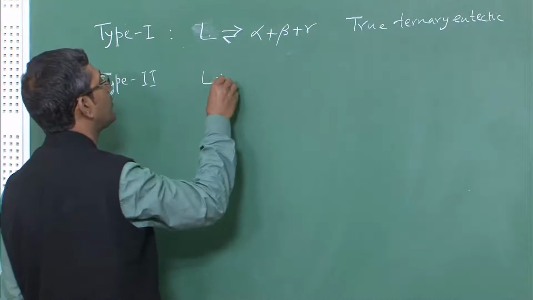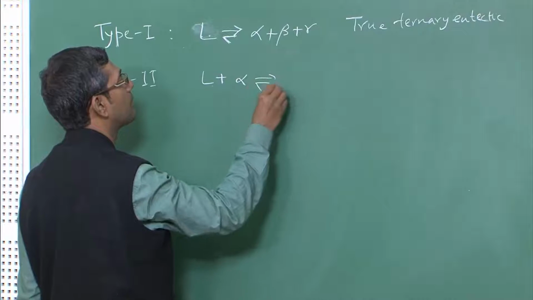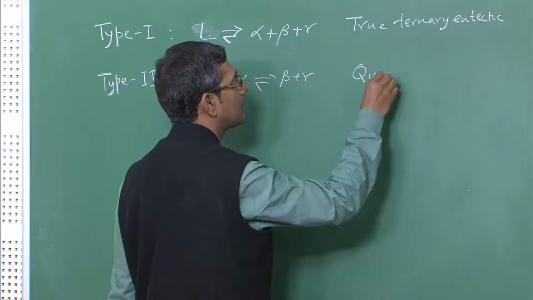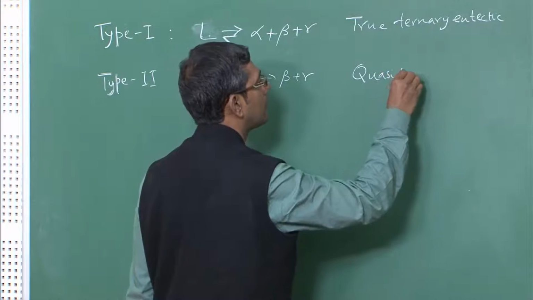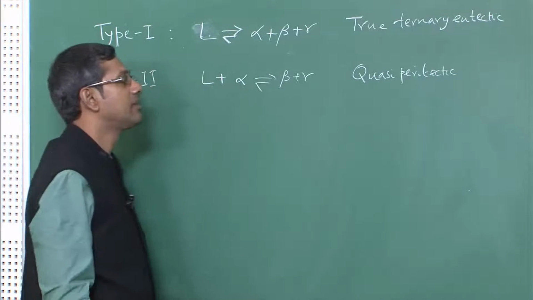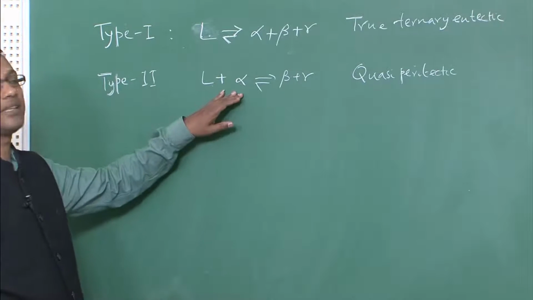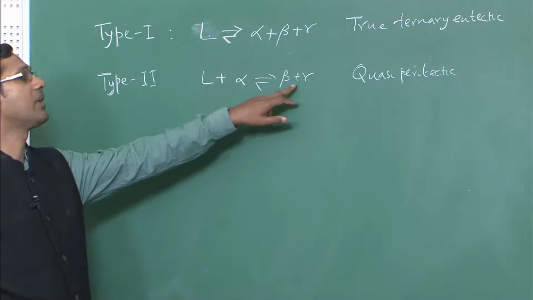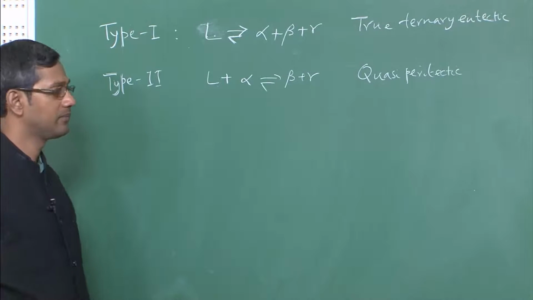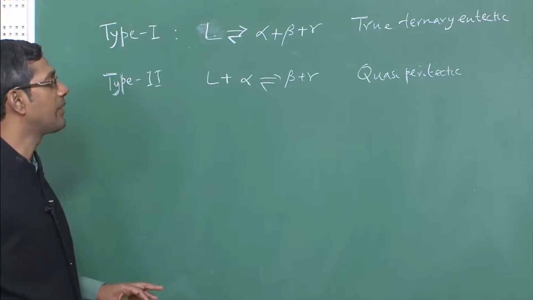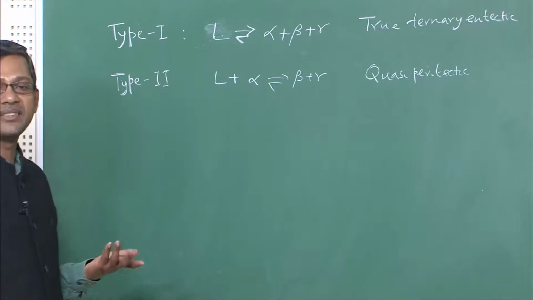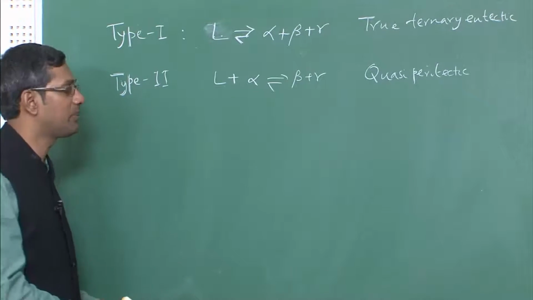Type 2 is written like this, liquid plus alpha going to beta plus gamma. This is known as quasi peritectic. Why is it known as quasi peritectic? It can be a eutectic, liquid going to alpha plus beta, or it can be peritectic, liquid plus alpha going to beta. This is sometimes known as a reaction which is neither peritectic nor eutectic, that is why we call it a quasi peritectic.